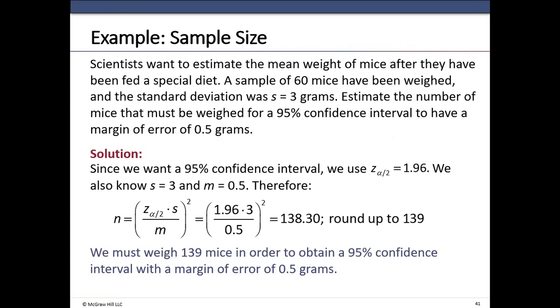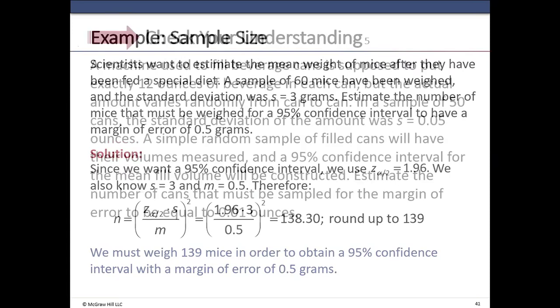So how do I do this calculation? I put a left parenthesis first. Inside the left parenthesis, I type the critical value of Z, which is 1.96. Multiply that by the standard deviation, which is 3. And then divide it by the margin of error, which is 0.5. Put the right parenthesis. Then do not forget to square it by pressing the x-squared button and hit enter. The sample size is 139. We do not round it down to 138. We leave it at 139.